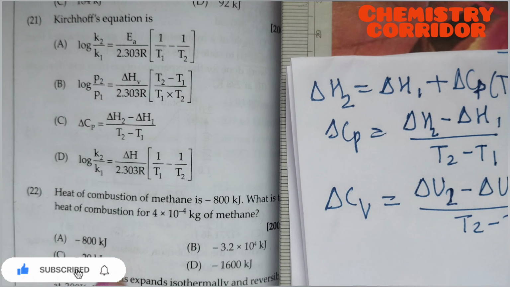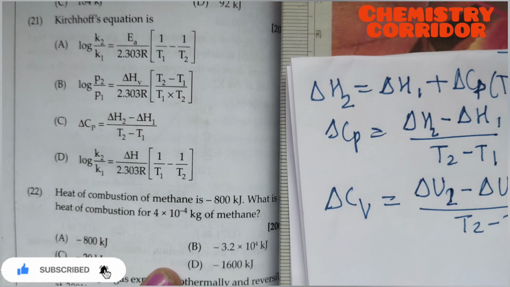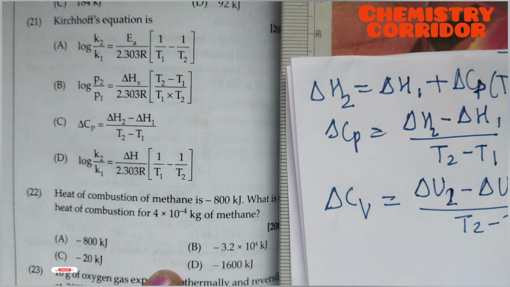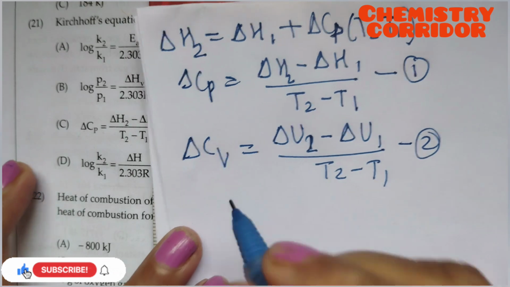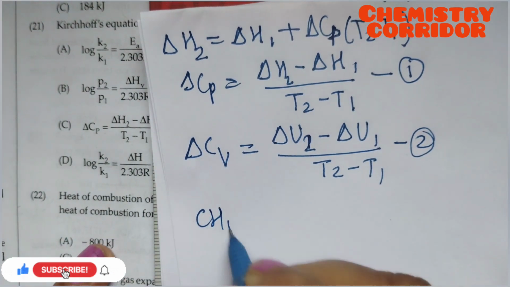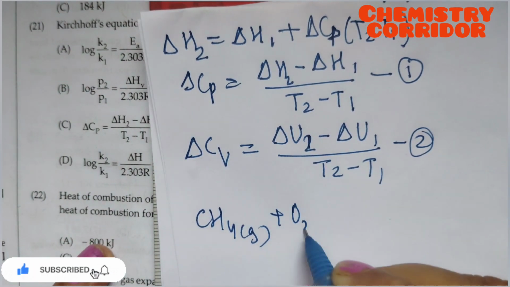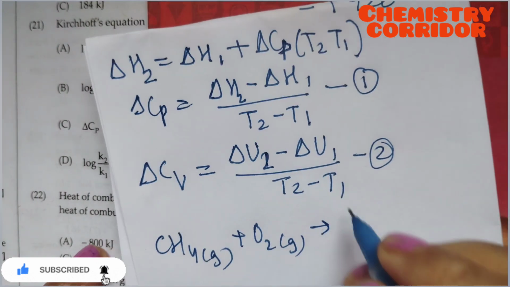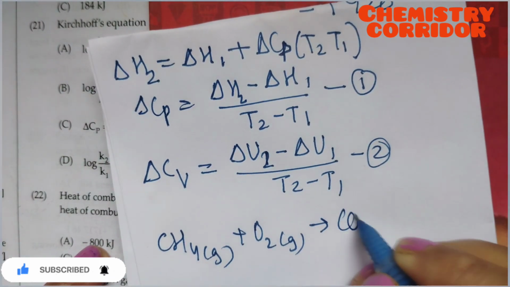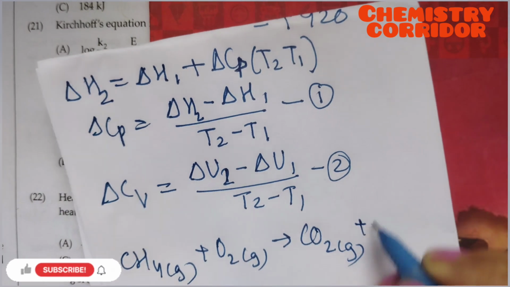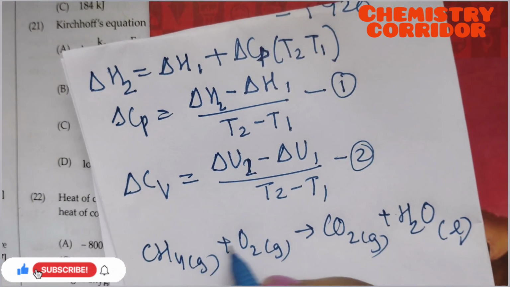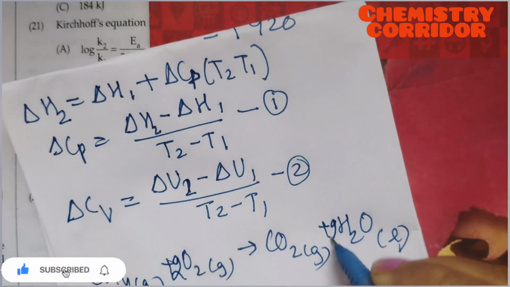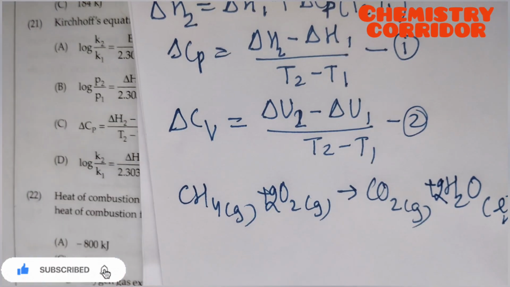Heat of combustion of methane is minus 800. Let's first write the combustion reaction of methane. What is combustion, students? Burning methane in excess of oxygen. So write the equation: CH4 gas plus O2 gas gives combustion products. They are always carbon dioxide and water. So this is the equation. Let's try to balance this. It will be 2 moles of oxygen with 2 moles of water. This is the balanced equation.